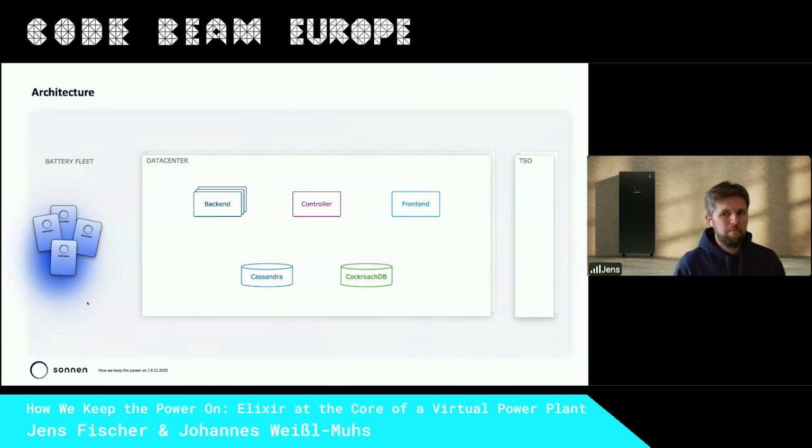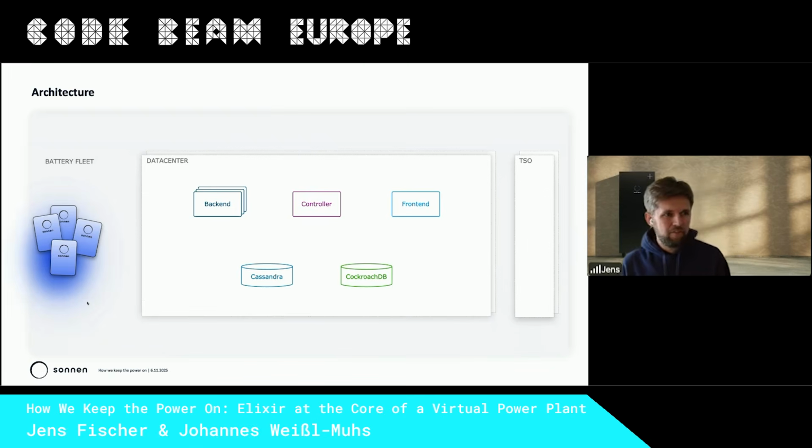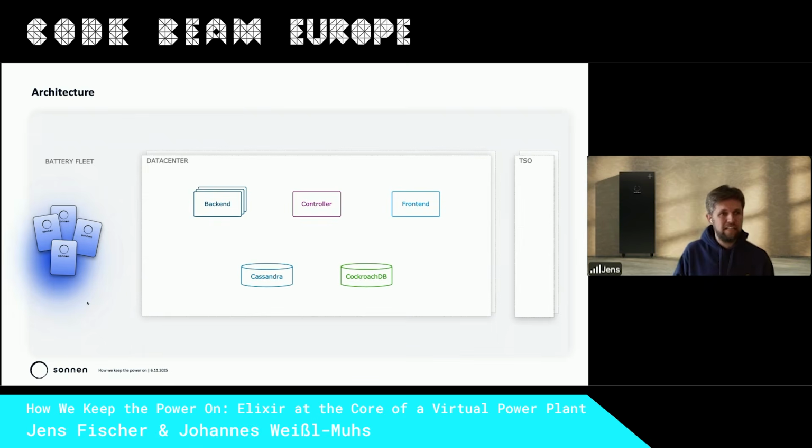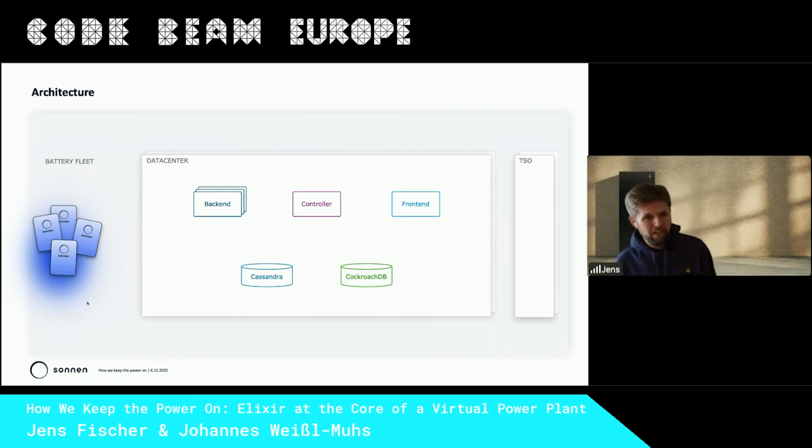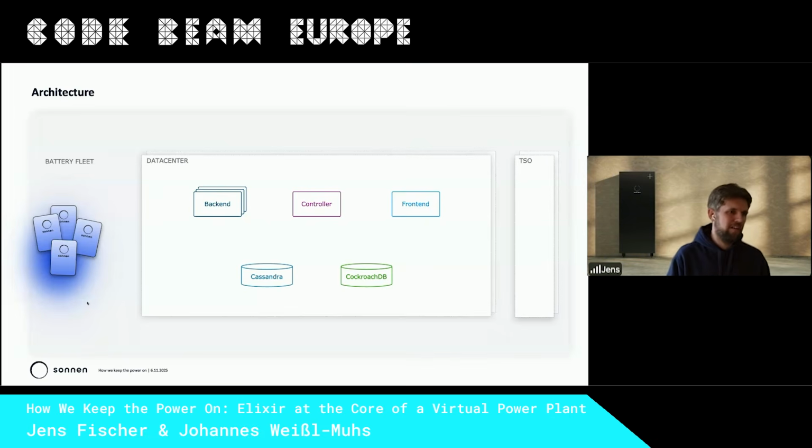Let's talk about the tech now. Here you see the main components of our distributed service architecture. On the left, you see the batteries, our tens of thousands of household, residential batteries Johannes talked about. Our custom client software is written in Rust, and its purpose is to steer the batteries and the backend.